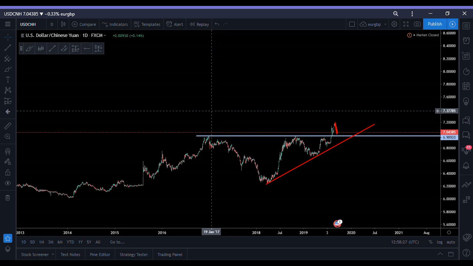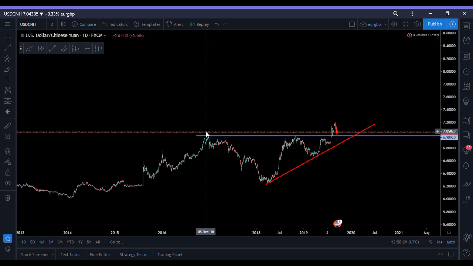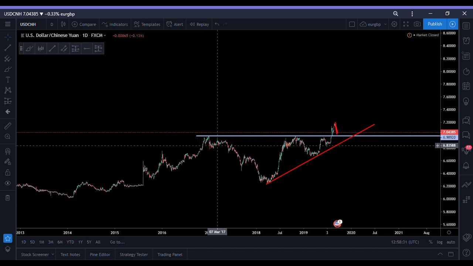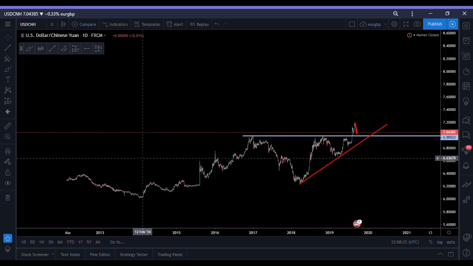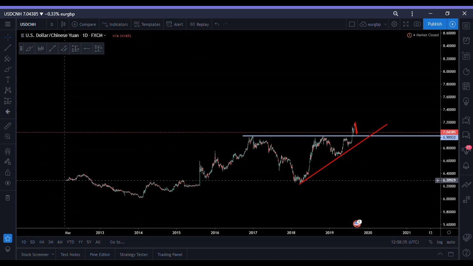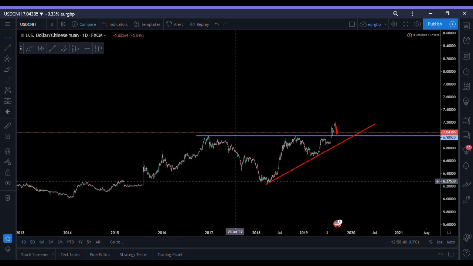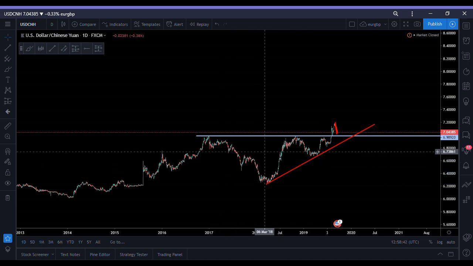So the first pair is going to be US dollar and Chinese yuan. I haven't traded this pair before. This is my first time trading this pair, but it seems like it doesn't have much history. It starts from February 2012 till a little bit now, so I'm just going to work with that.